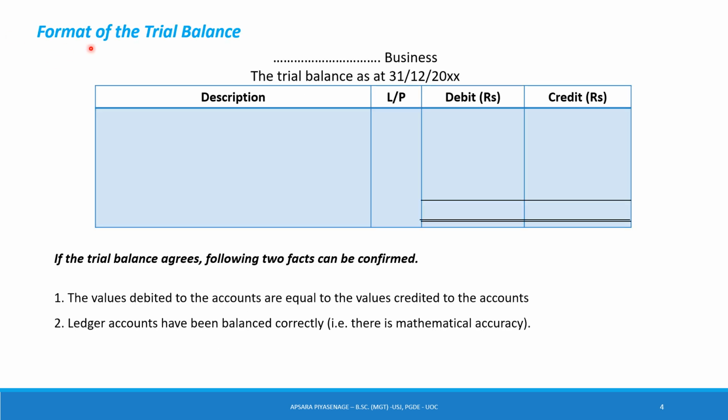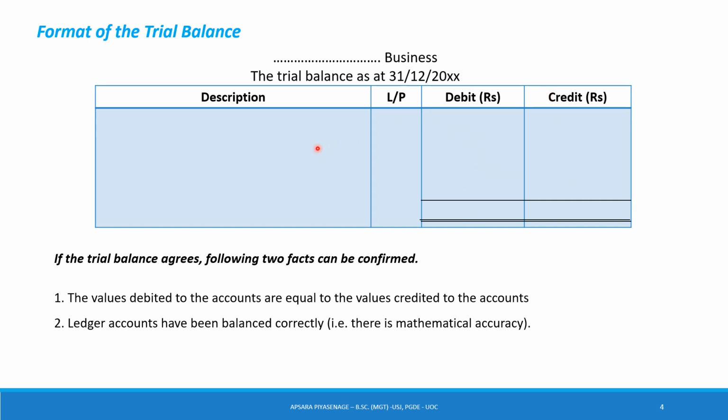This is the format of the trial balance. First you have to write the name of the business, then trial balance as at 31st December or the given date. You can put the given date. And here, description. Under description you have to write the name of the ledger accounts. Ledger page, but most of the time the ledger page number is not given, so you have to keep it blank. And the debit column and the credit column.